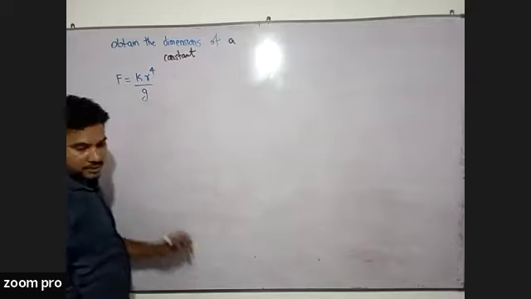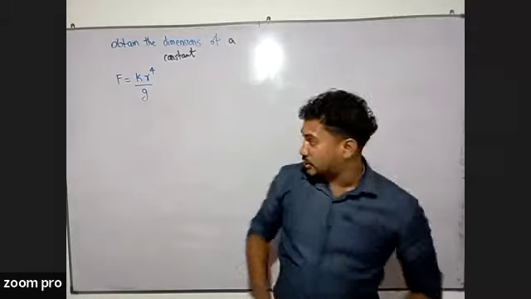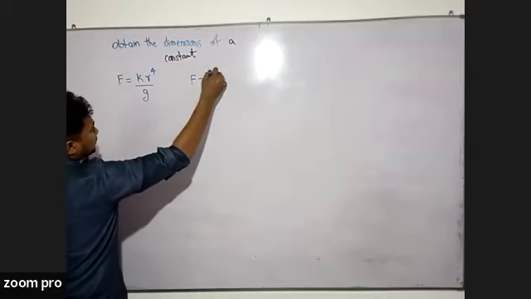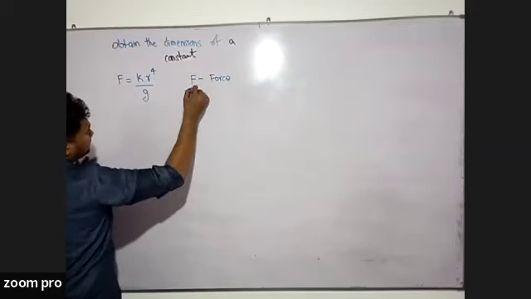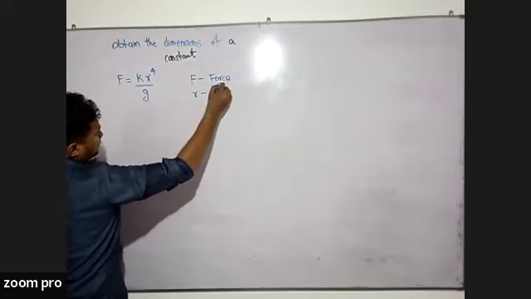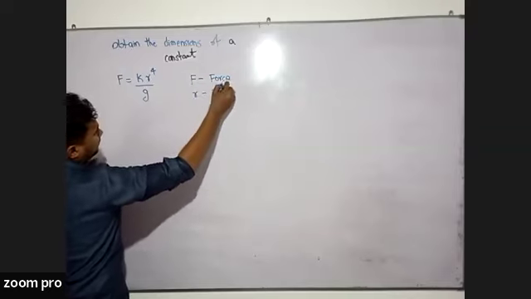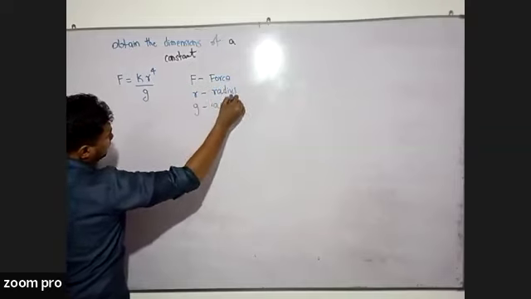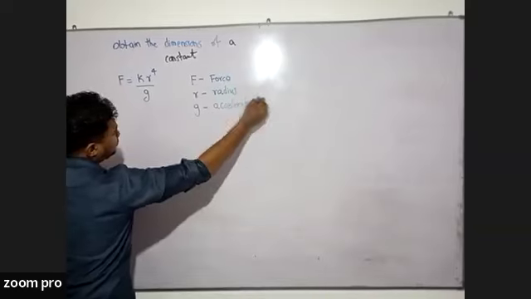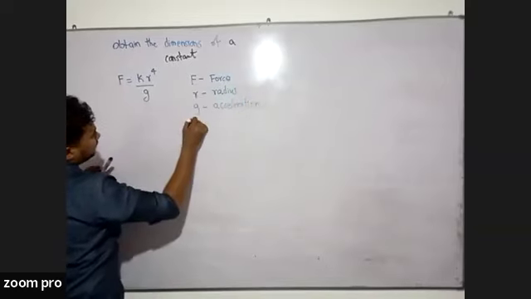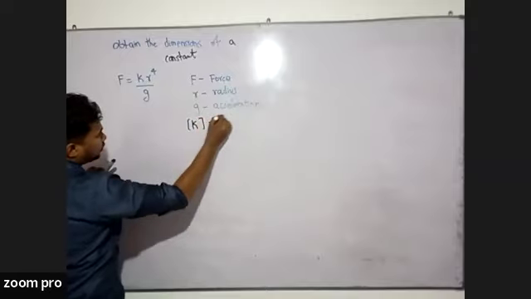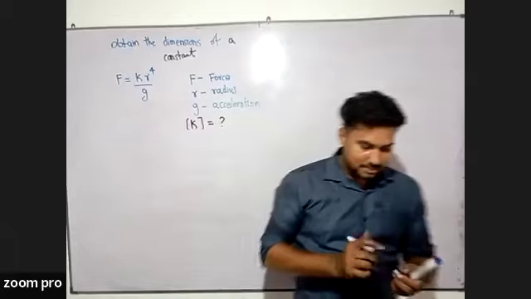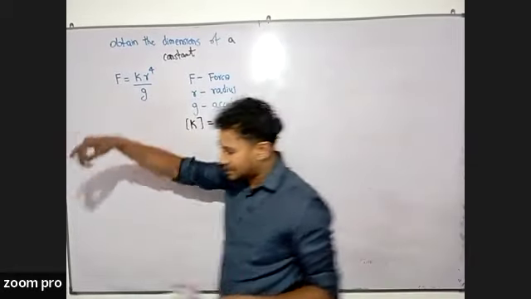Right. So let's find out whether this is an equation, and I will define the symbols of this equation. F represents the force, R represents the radius, G represents the acceleration. Then you have to find the dimensions of K. K represents the constant. So this method is similar to what we discussed under the units.